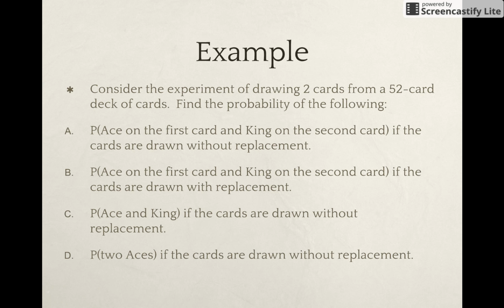Pause this presentation, and when you're ready to check your answers, resume play.